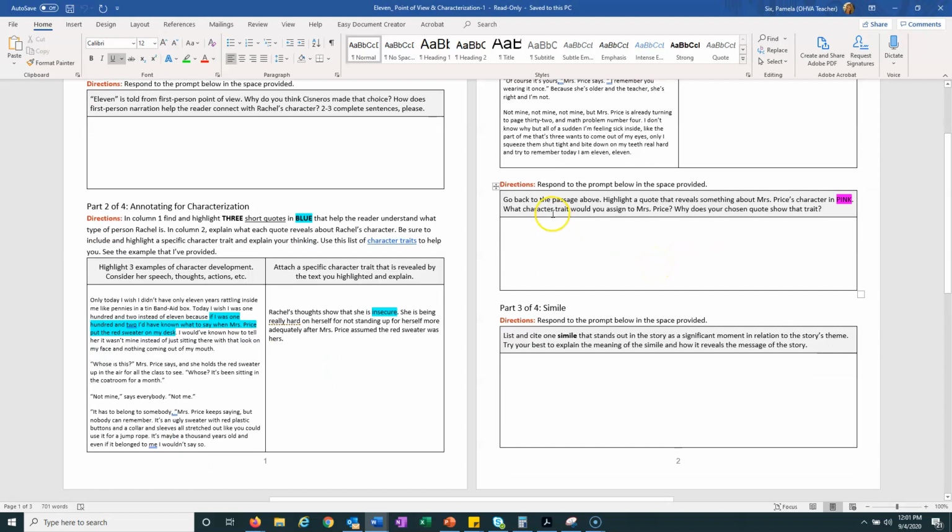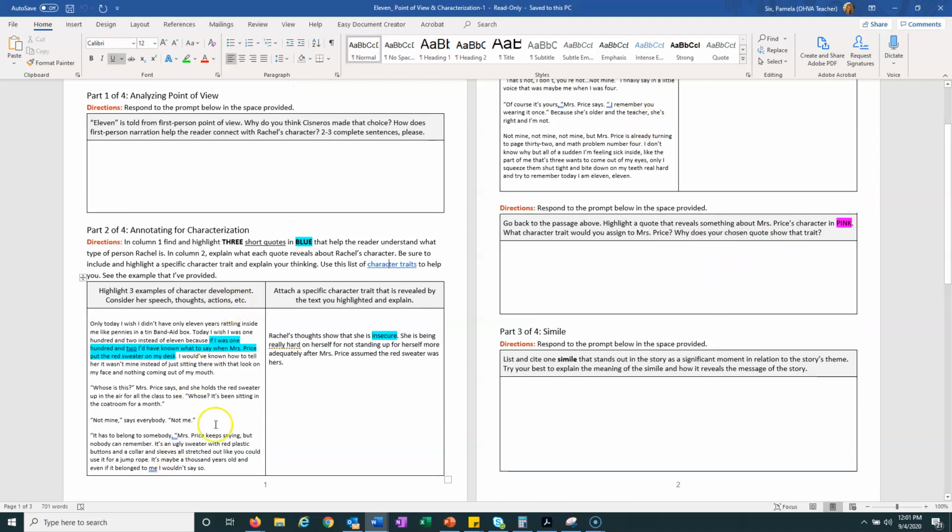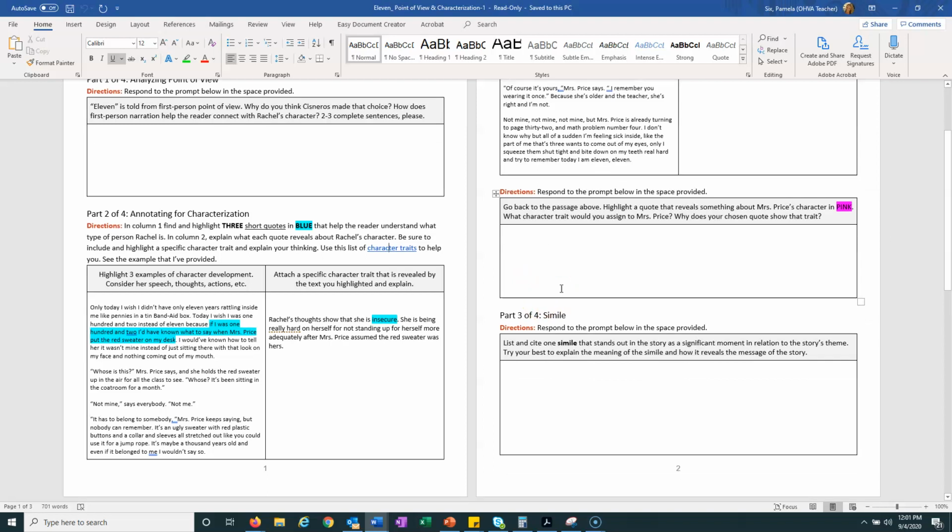The next part is you're going to go back to the passage above and highlight one quote in pink that reveals something about Mrs. Price's character. You're going to type down here what character trait you assigned to Mrs. Price and why your chosen quote shows that trait. So somewhere through here, you're highlighting in pink. Then you have to say what character trait you chose and why you chose it for Mrs. Price. Okay, so that's section 2.